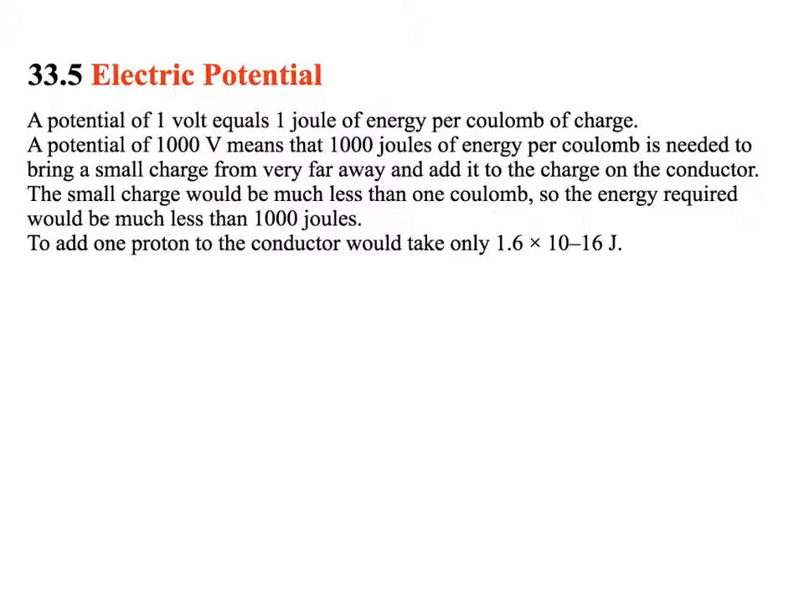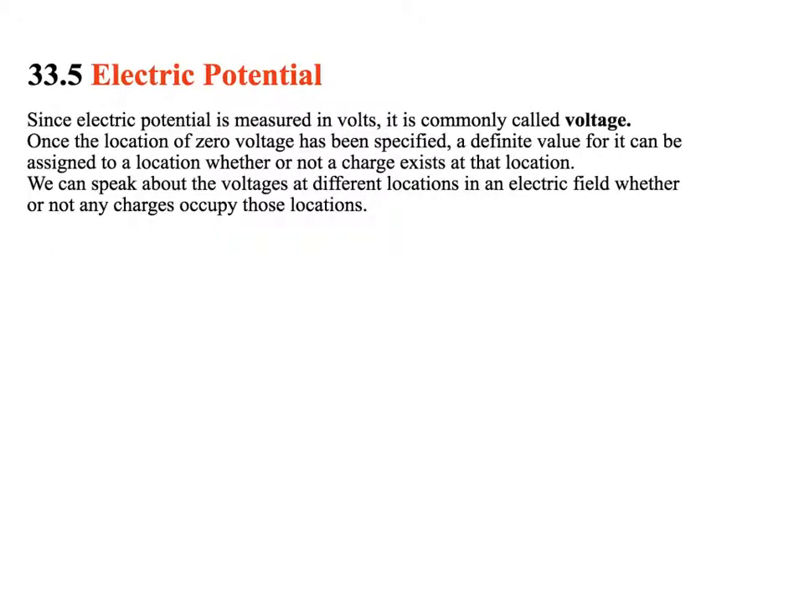An electric potential of 1,000 volts means that 1,000 joules of energy per coulomb is needed to bring a small charge from very far away and add it to the charge on the conductor. The small charge would be less than 1 coulomb, so the energy required would be much less than 1,000 joules. To add 1 proton to the conductor would take only 1.6 times 10 to the negative 16th joules. Since electric potential is measured in volts, it is commonly called voltage.